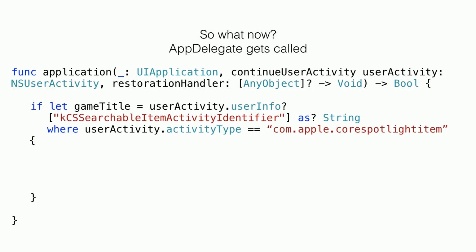So now we've determined that this is something we respond to. What should our app do? How should we respond? Well, think about that. What does the user expect? The user would expect to be right back at that game detail page, as if they had just left the app from there. Now that may or may not have anything to do with the state of your app at the moment.